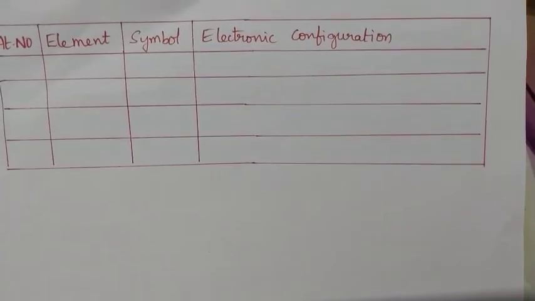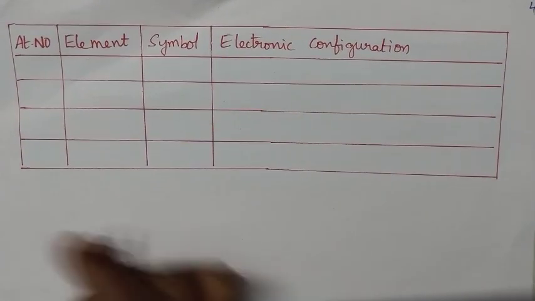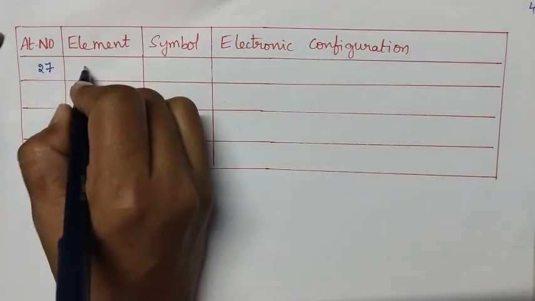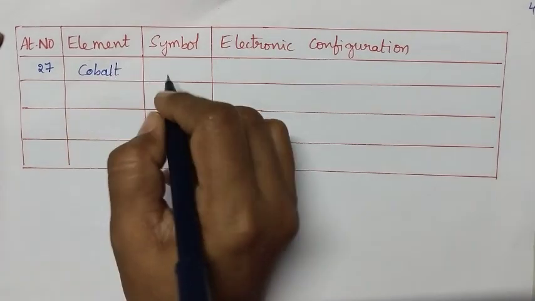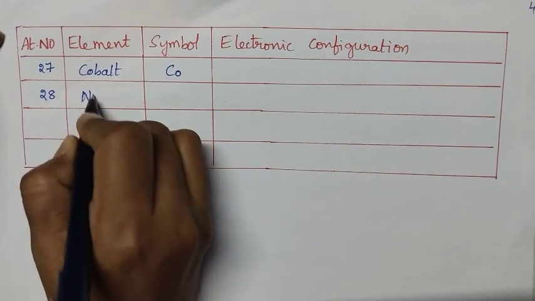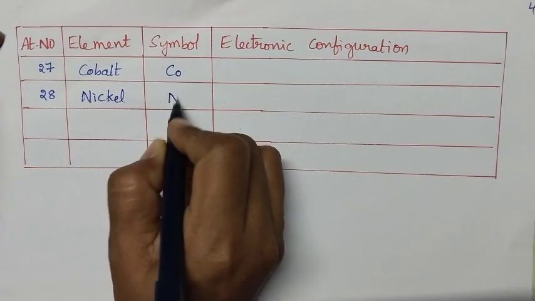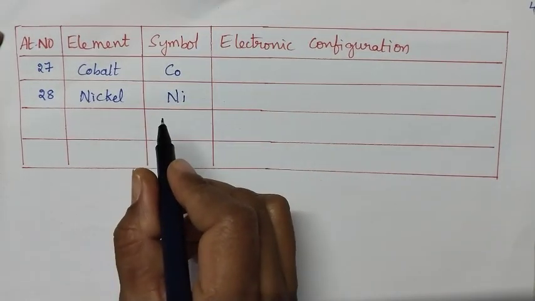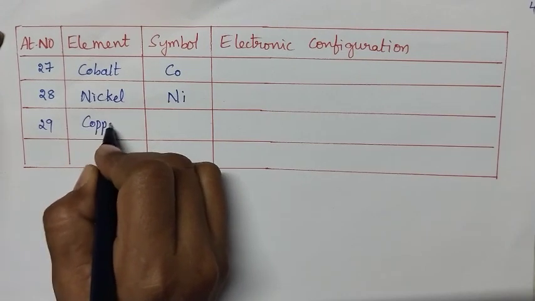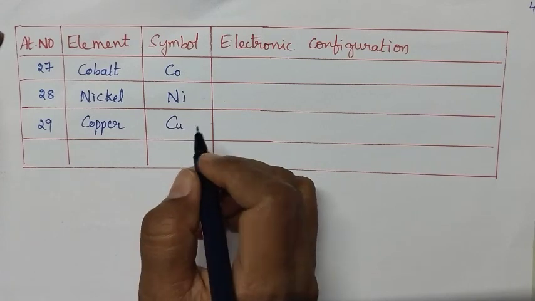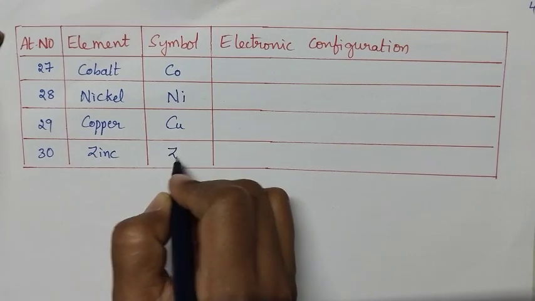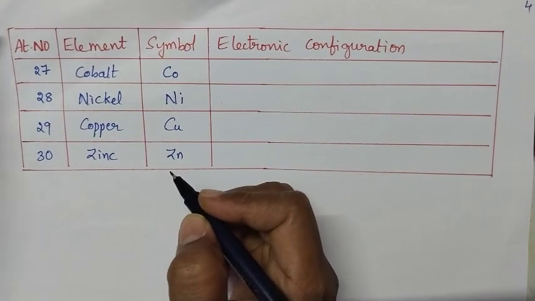Next, we will discuss about the remaining elements. So, if the atomic number is 27, then the element is cobalt and it can be represented as Co. If the atomic number is 28, the element is nickel and its symbol is Ni. And if the atomic number is 29, the element is copper and its symbol is Cu. If the atomic number is 30, then the element is zinc and its symbol is Zn. Let us see the configuration.